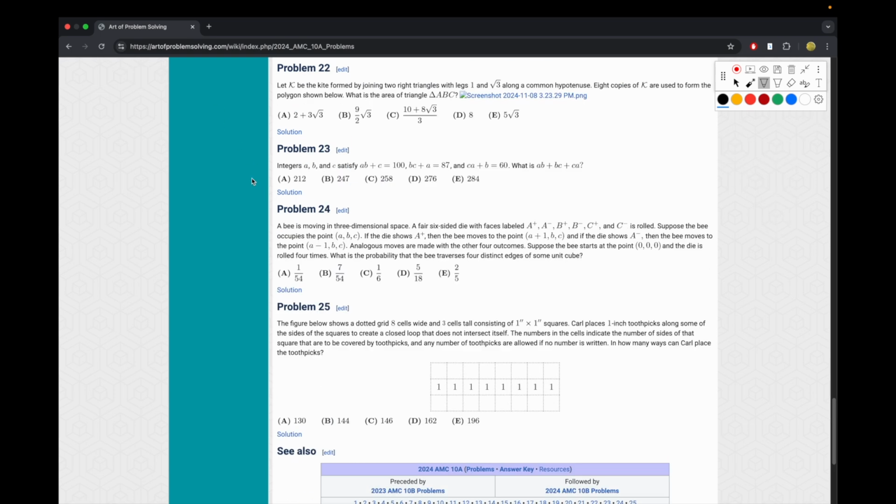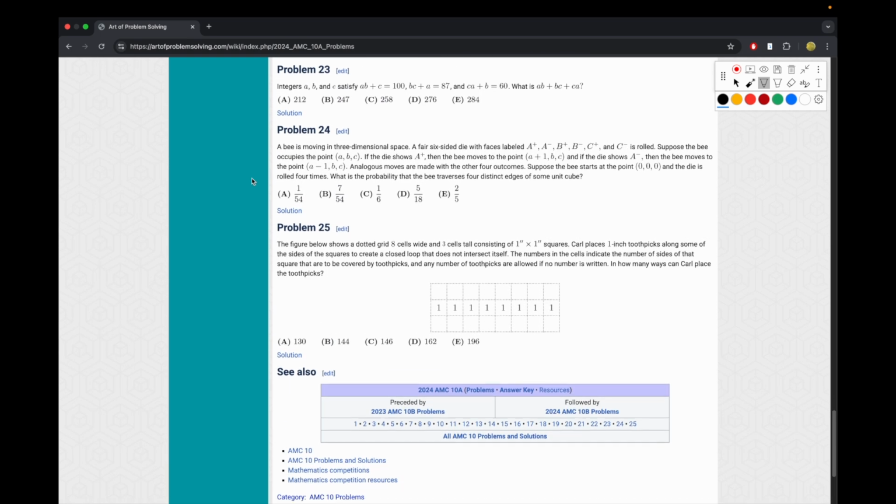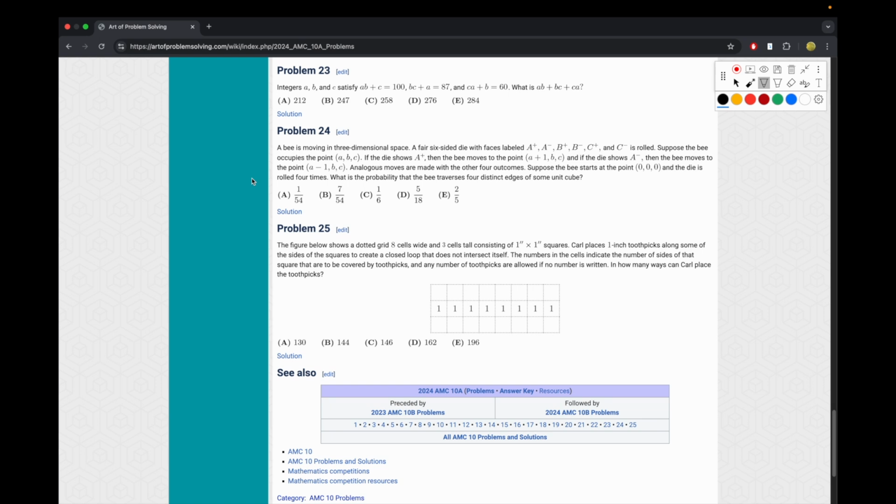And because we did until 22, let's do from 23. Integers a, b, c. We need to find the value of ab plus bc plus ca. I think one obvious thing that we can do is just add all of them together. Plus ca equals 247.